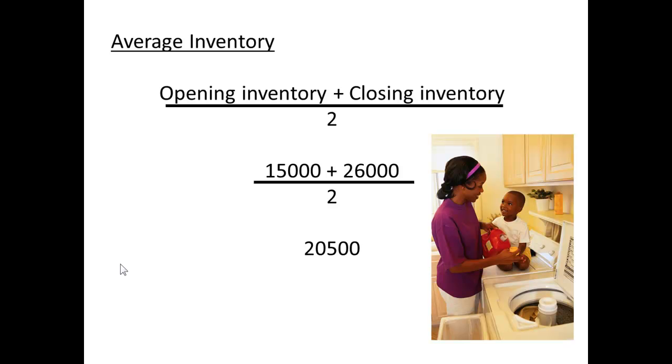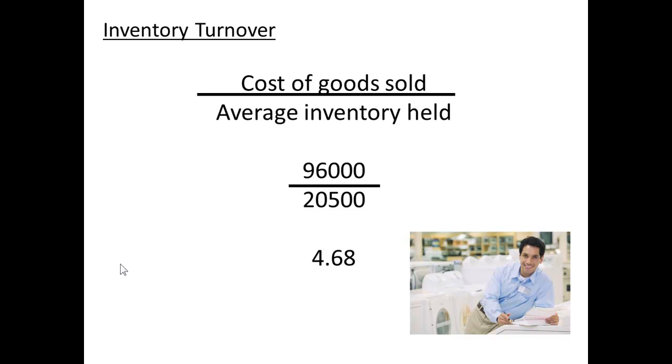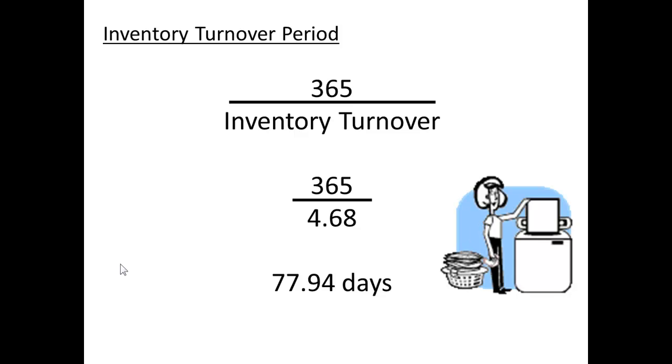The opening inventory plus the closing inventory divided by 2 gives us a figure of 20,500 for the average inventory. In other words, the value of the average inventory is £20,500. The inventory turnover, cost of goods sold by average inventory held, that figure comes up to 4.68, so less than 5. The inventory is only being turned over about every 2 months, not even that.